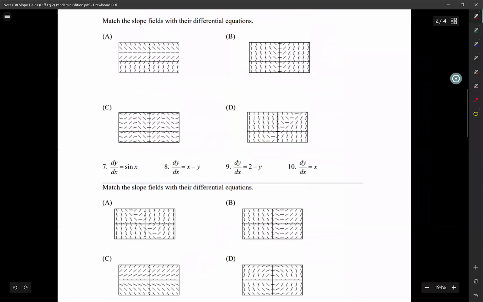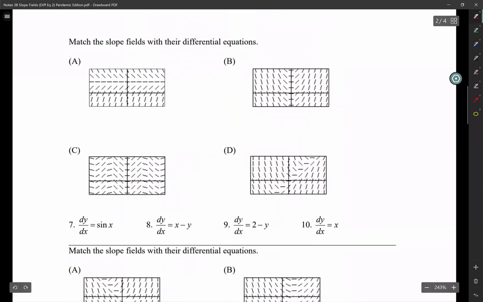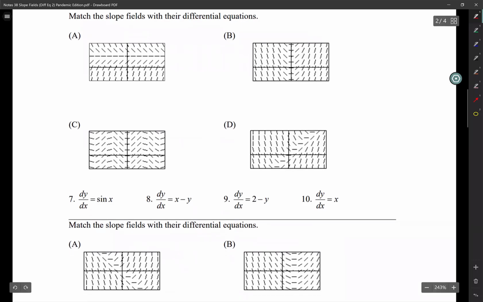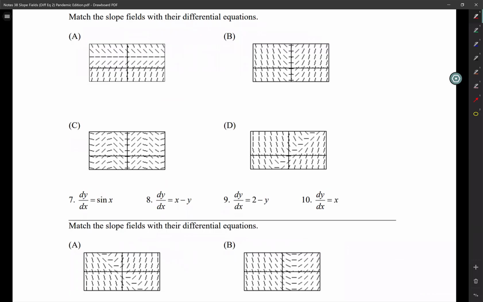So now we got questions. Matching. It says match the slope fields with the differential equation. So I always like to start with the easiest ones, guys. Let's just start at number 7. Number 7, dy dx equals sine x. Look at the graphs A, B, C, and D. Which one looks like a sine x? Which one looks like it just keeps going up and down, up and down?